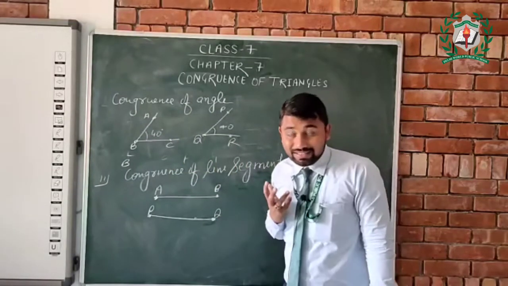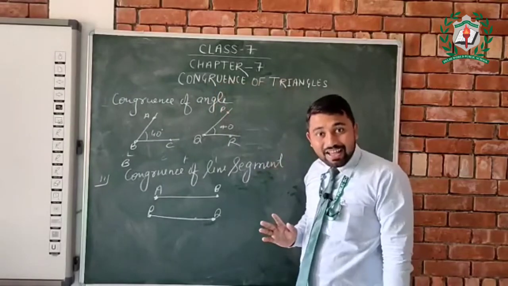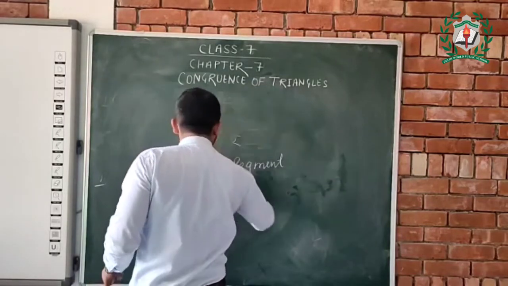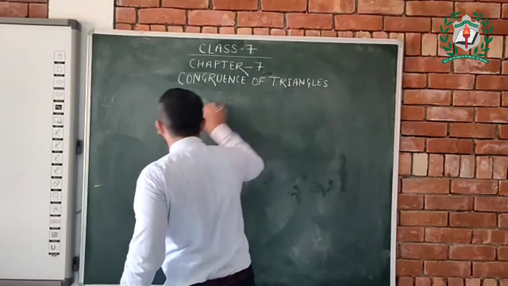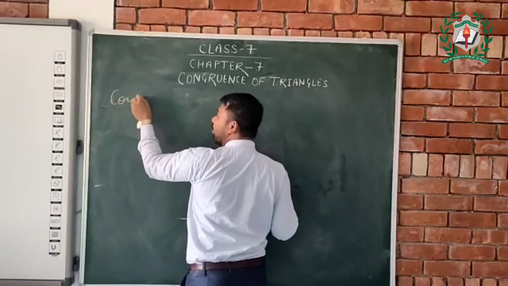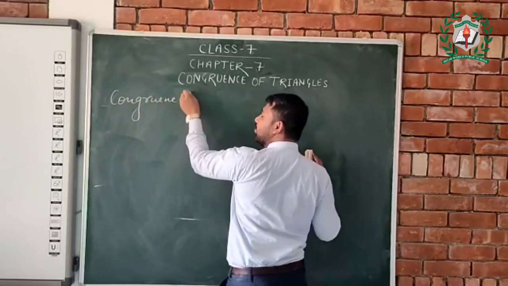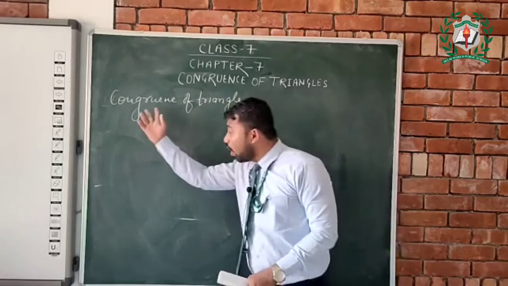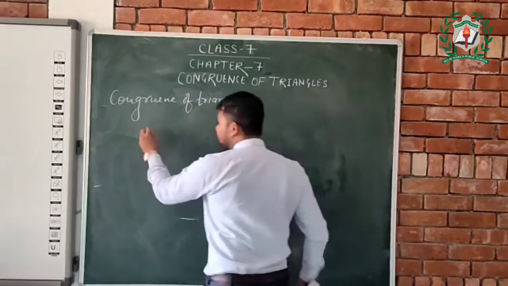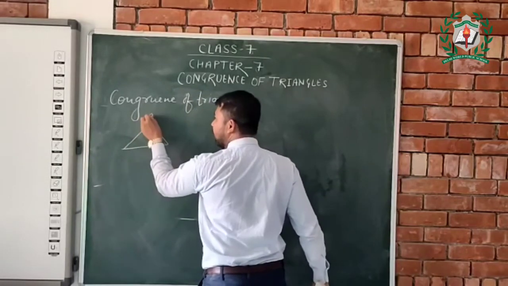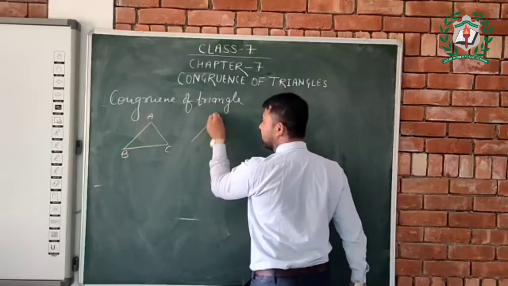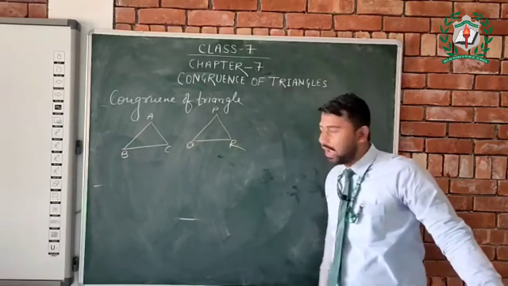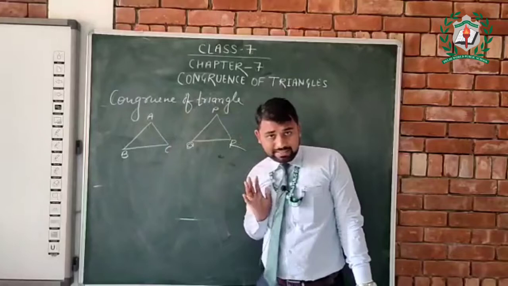Our main topic is congruence of triangles. So our last topic is congruence of triangles. Congruence of triangles means what? For example, these two triangles ABC and PQR. Place PQR on ABC.